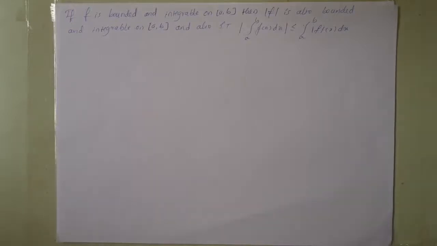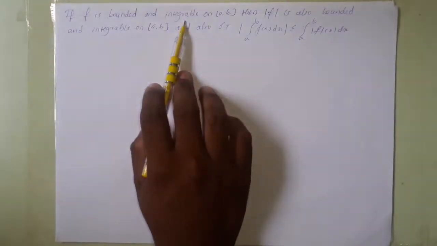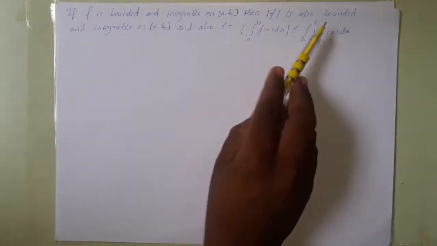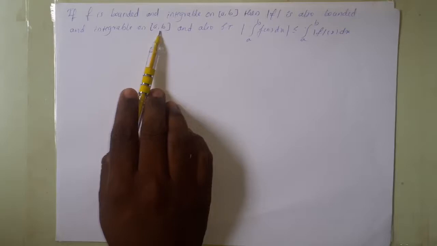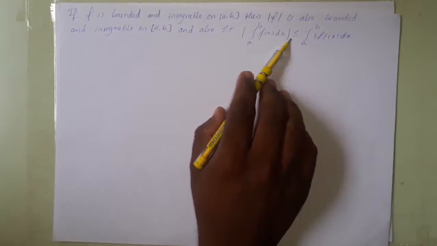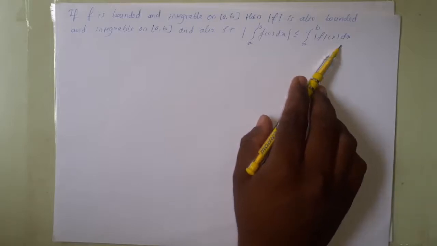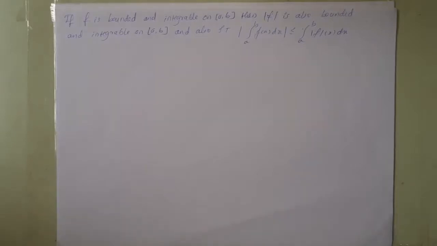In this class, let us discuss an important property of the integrable function. If f is bounded and integrable on the closed interval [a, b], then |f| is also bounded and integrable on the closed interval [a, b], and also show that the modulus of the integral over a to b of f(x) dx is less than or equal to the integral over a to b of |f(x)| dx. So, this is the property of integrable functions, which are Riemann integrable. Let us prove this one.